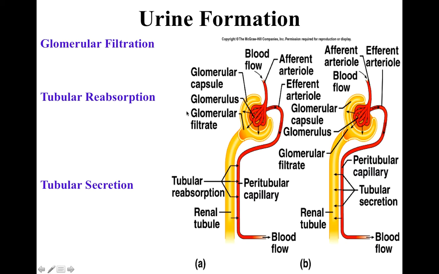Tubular reabsorption is when stuff moves from the renal tubules back into the blood in the peritubular capillaries. So things that we want to keep, like glucose, proteins, stuff like that. Tubular secretion is when material moves from the blood in the capillaries back into the renal tubules, and things we want to get rid of, like drugs and ions, because drugs are bad.